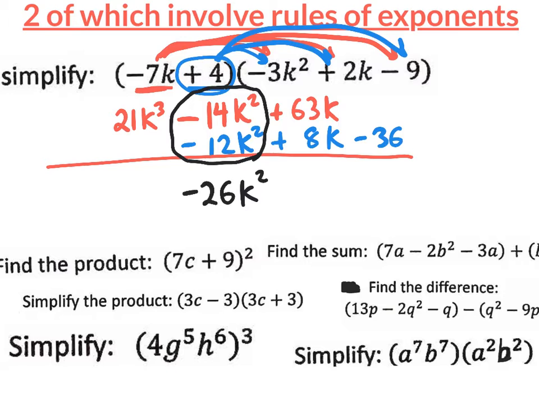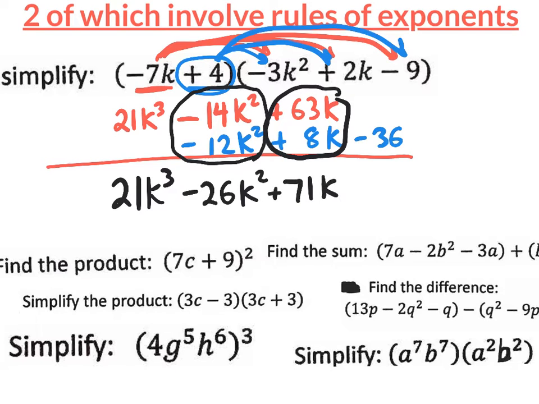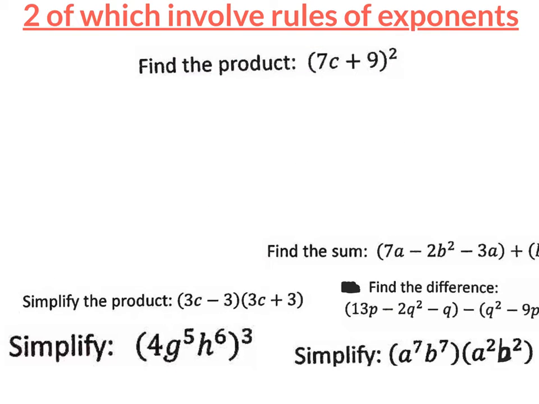Let's bring down the first term, 21k to the third. Let's bring down the next term. When I add 63 plus 8, I get 71 of those k's, and it is positive. And bring down the minus 36. And that's it. That is the hardest type of simplifying problem on the test, and there are 9 of these. Let's do a couple more. This one right here, find the product. It's ridiculously easy. Just write it twice.